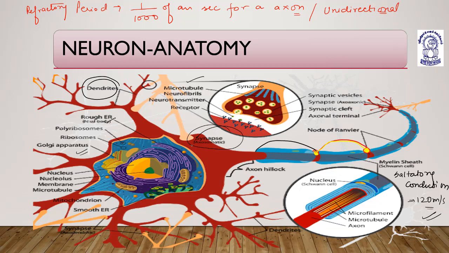This is the synapse, with synaptic vesicles. These are the balloon-shaped synaptic vesicles. This is the synaptic cleft. The space is known as what? Synaptic cleft. And these are nodes of Ranvier. As we have studied in muscles, the same thing we have studied in nervous tissue: the epineurium, perineurium, endoneurium, like that.